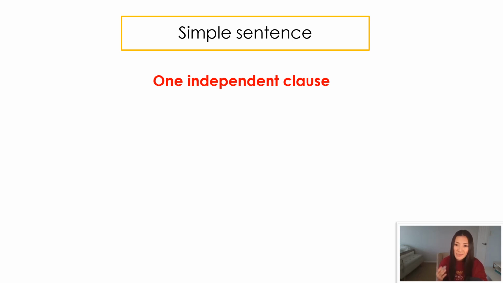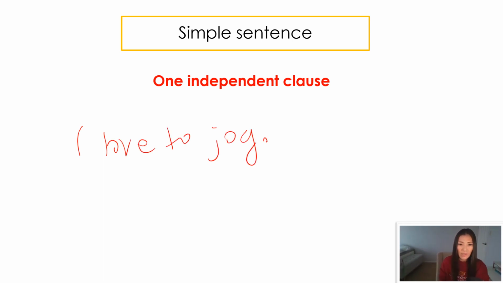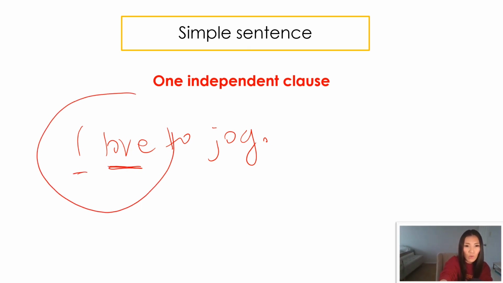Let's begin with the simple sentence. A simple sentence just means that we're going to have one independent clause in our sentence. For example, "I love to jog," right? Here's my subject, here's my verb. There's only one set of subject-verb, which means there's only one clause, right? One independent clause. That is the definition of a simple sentence. It just means that there's only one independent clause.